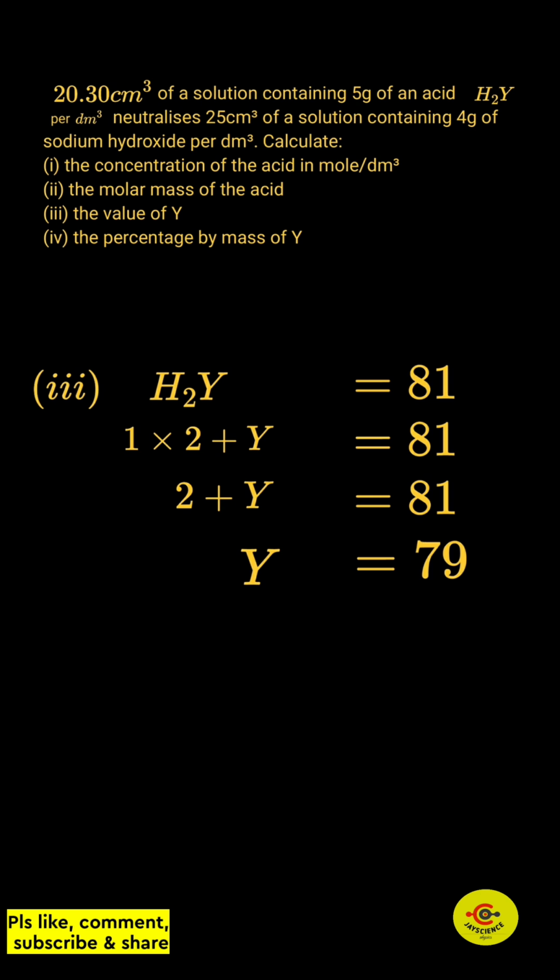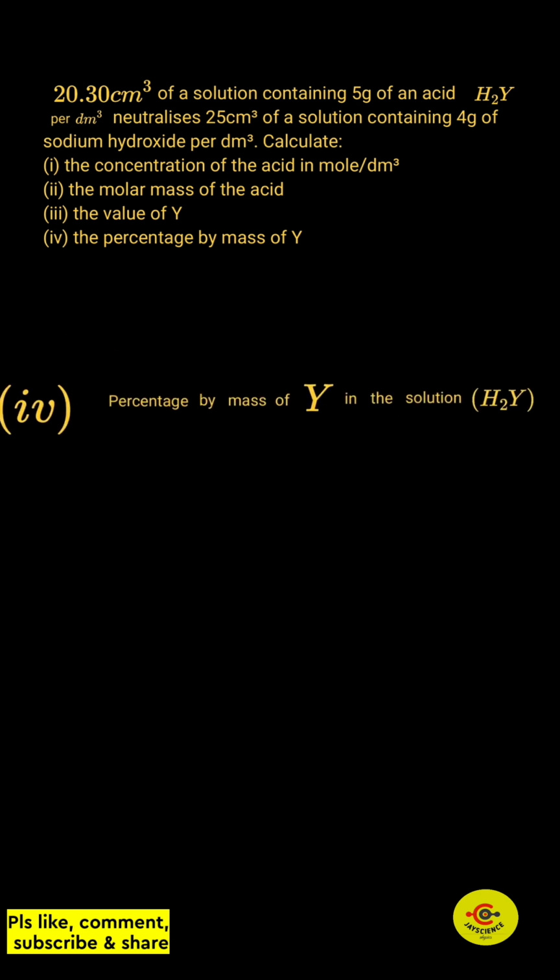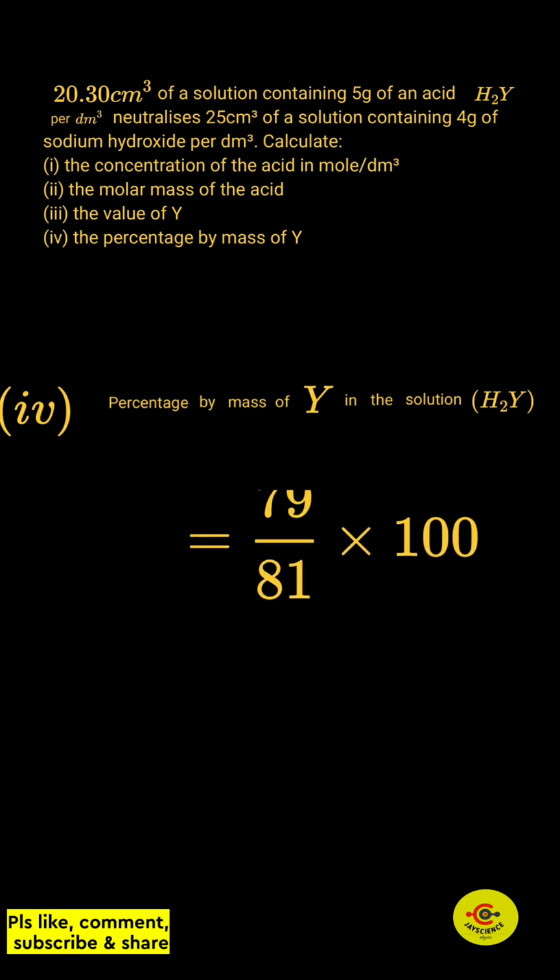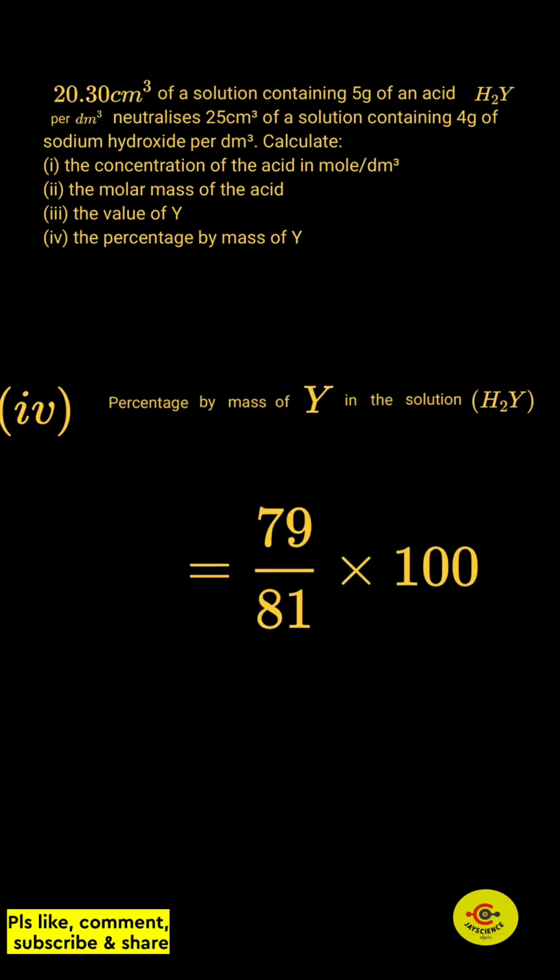And then lastly, question 4, we're asked to calculate the percentage by mass of Y. That is 79, that is the value of Y, over 81, the entire molar mass, times 100. You would get 97.5%.